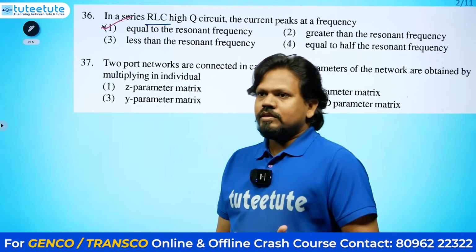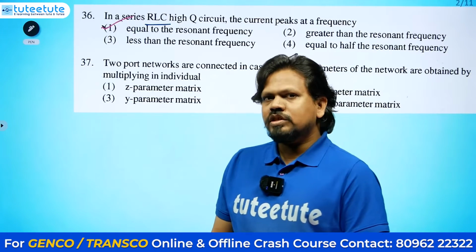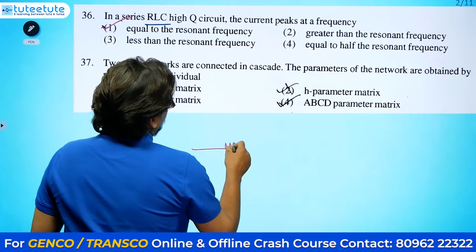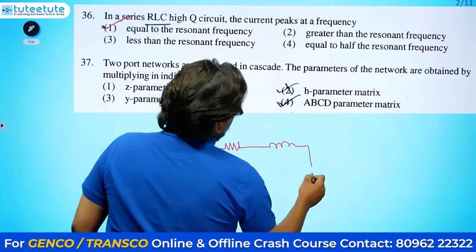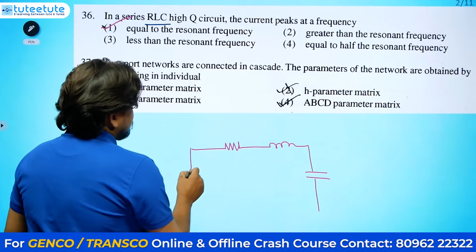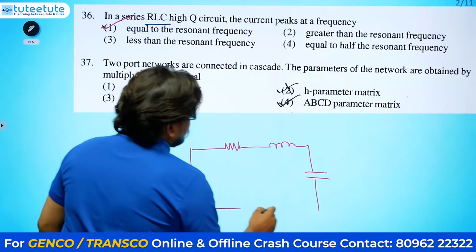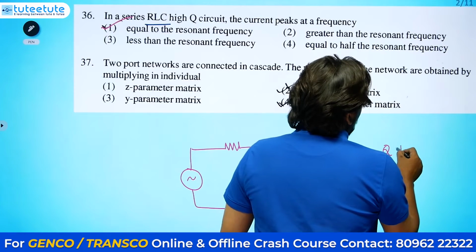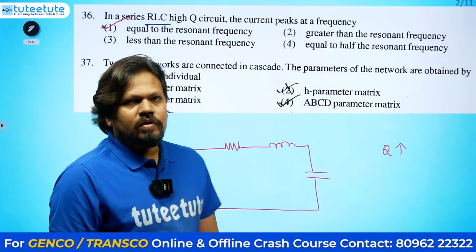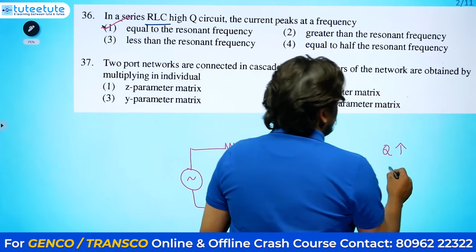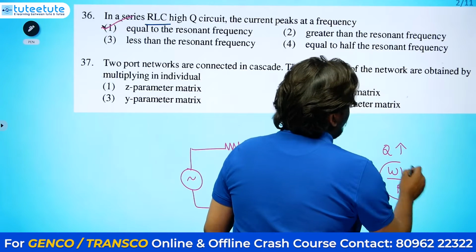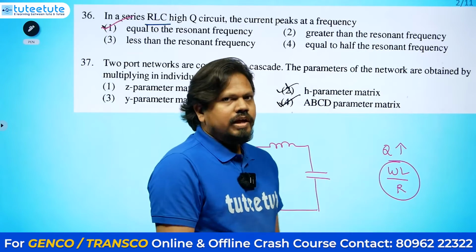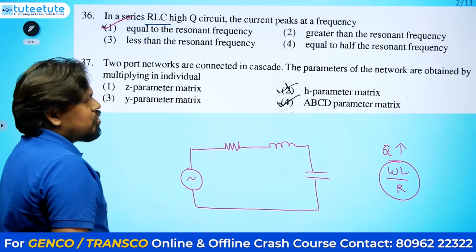Somebody may check for the answer only, so you can skip the explanation part if you want. Whenever in a series RLC circuit they have mentioned R, L and C, and they have mentioned high Q, why? High Q means the Q factor will be more, and Q factor means omega L divided by R. So it may be that the L value is more or the omega value is more. So they have mentioned high Q.